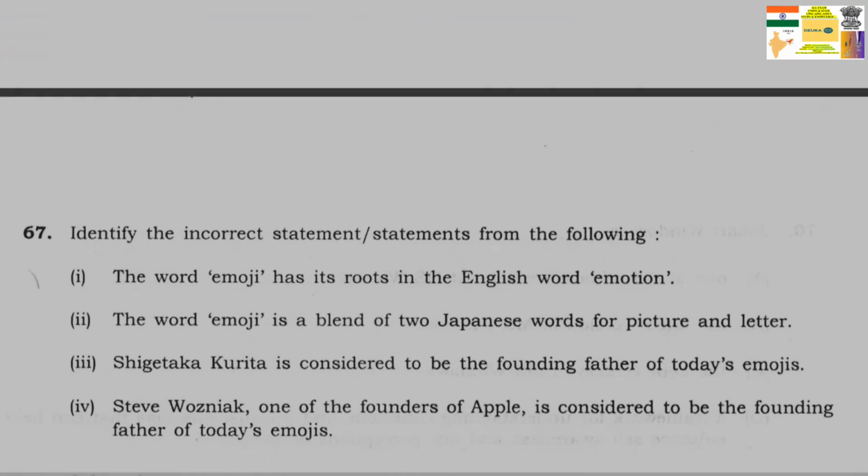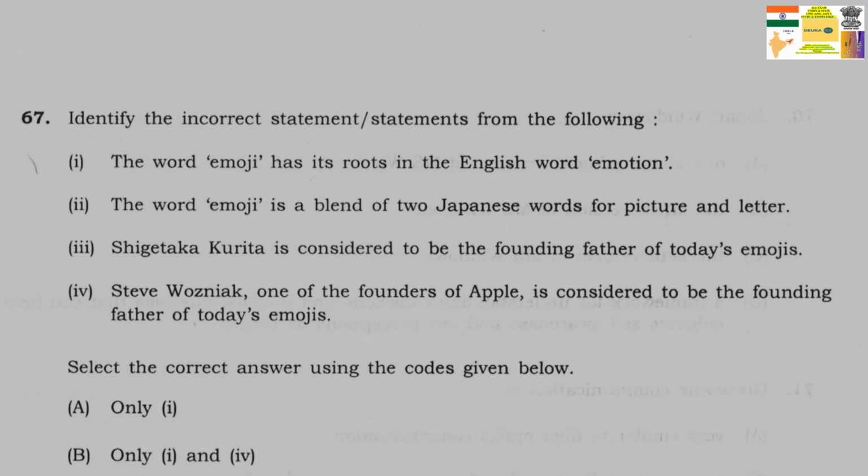Question number 67. Identify the correct statement or statements from the following. Statement 1: the word emoji has its roots in the English word emotion. Statement 2: the word emoji is blend of two Japanese words for picture and letter. 3. Shigetaka Kurita is considered to be the founding father of today's emojis. And statement 4: Steve Wozniak, one of the founder of Apple, is considered to be the founding father of today's emojis. So select the correct answer using the code given below.